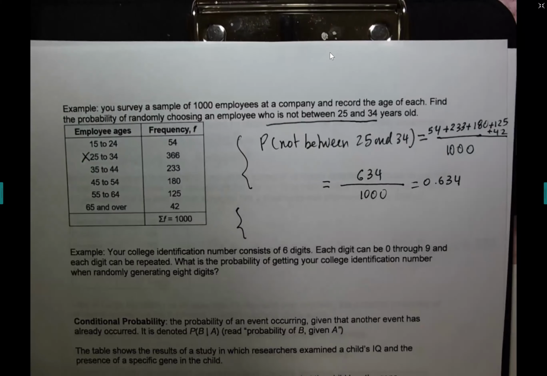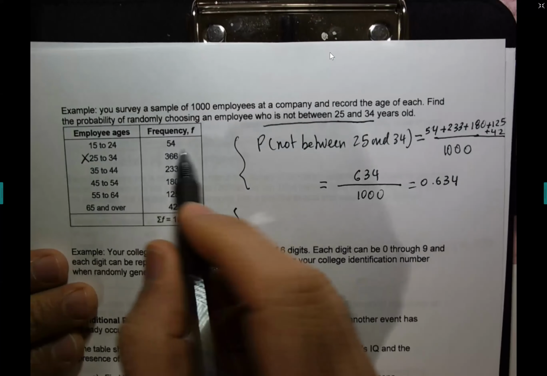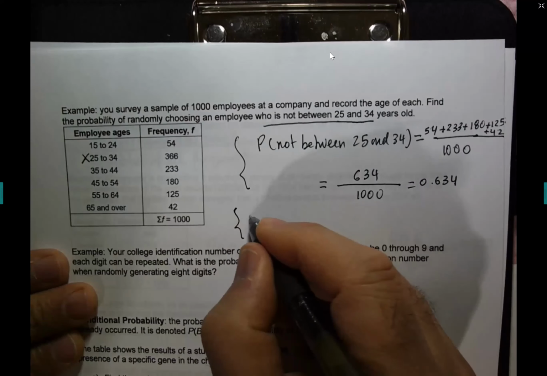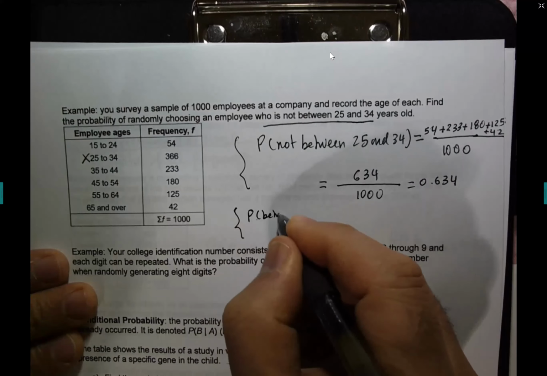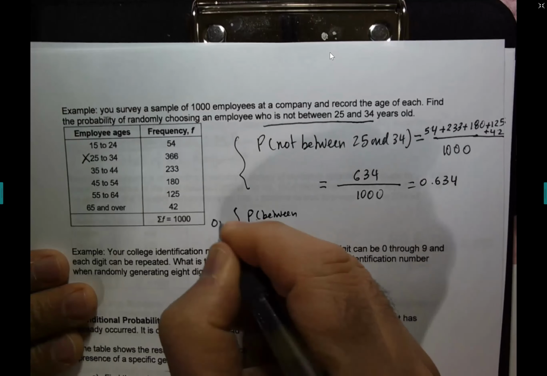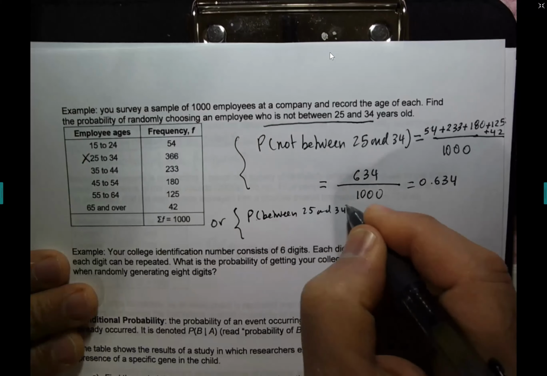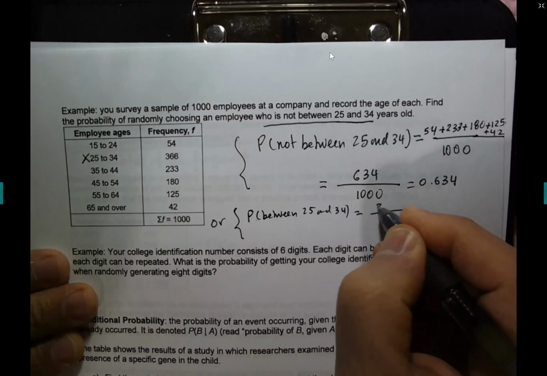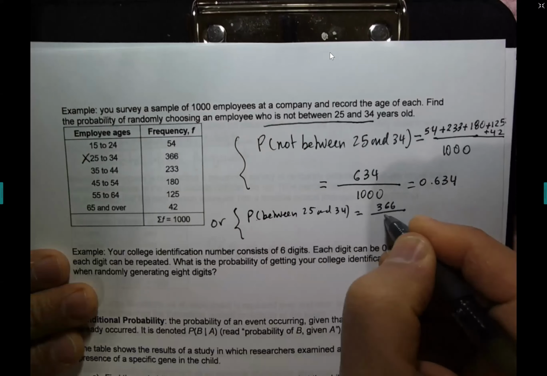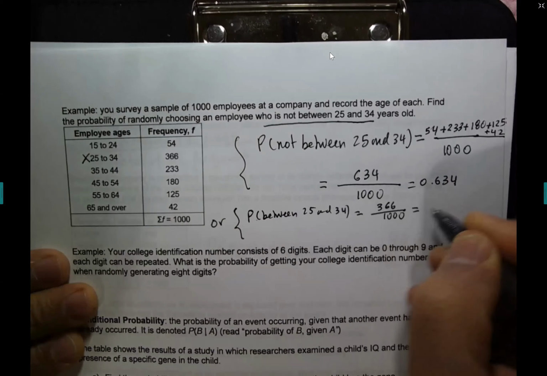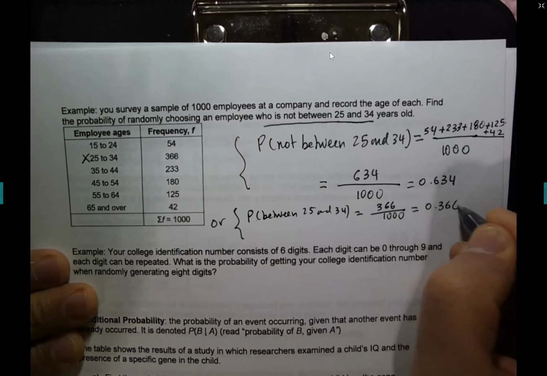366 divided by 1,000. Okay, so you're going to do 366, the probability of between. Okay, that's another way to do it. Let me show you. Between 25 and 34 is 366 divided by 1,000, which is 0.366.